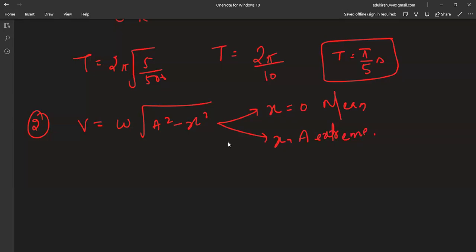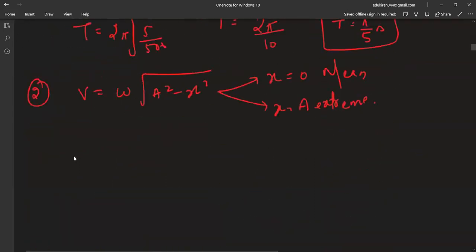So here we are talking about the maximum velocity. The question has asked us maximum speed. So we already know the formula for V max. That is omega A, because velocity is maximum at the mean position. So this becomes 0. We have omega A. This was done earlier itself.